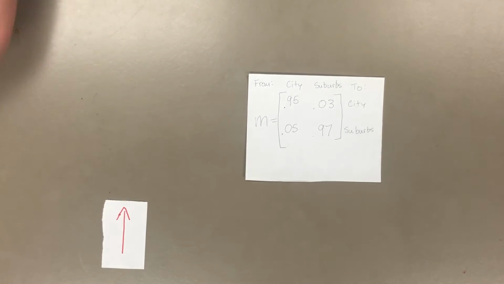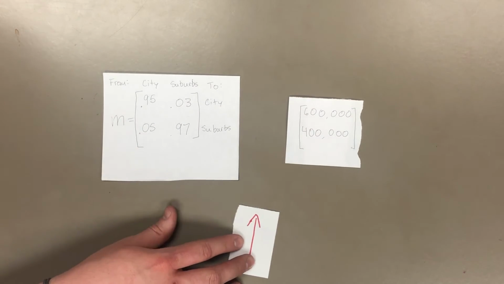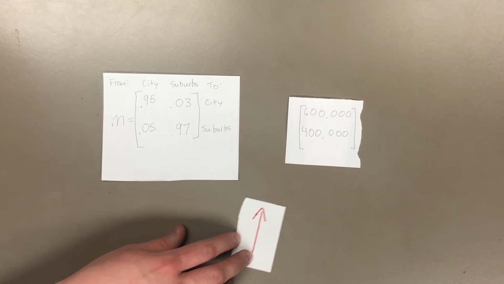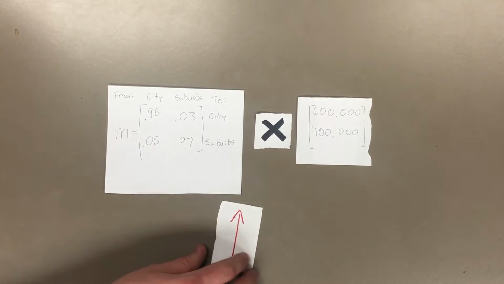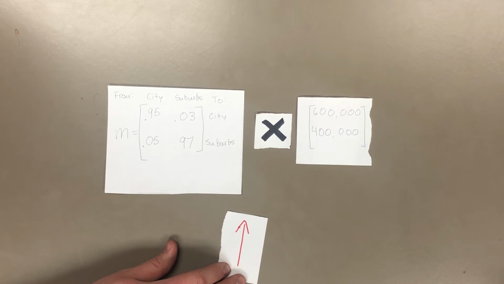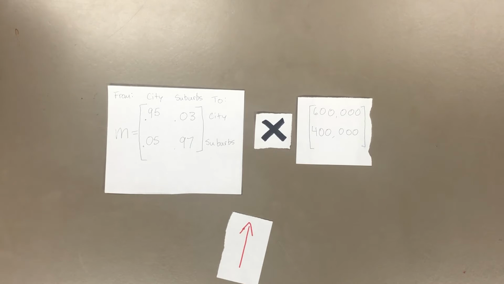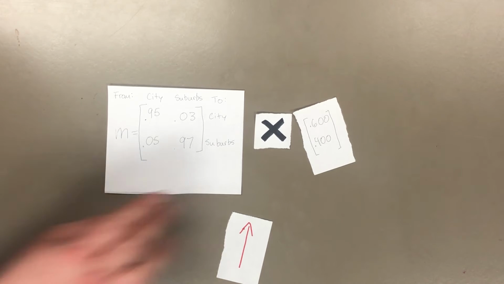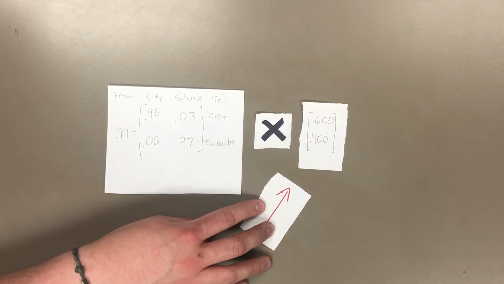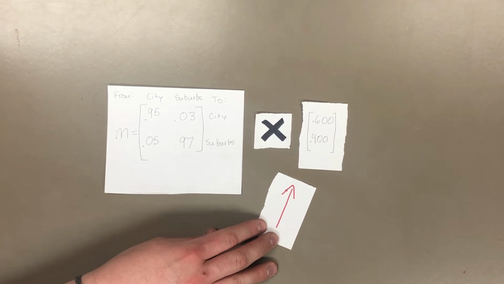And so now, if we have the initial population of 1 million people, we have 600,000 people living in the city and 400,000 people living in the suburbs. And we can multiply those together to start our Markov chain. Wait, 600,000 and 400,000, those don't equal 1, those equal 1 million. That's not a probability vector. That's very good, Thomas. In fact, we can represent the initial state of our system as a probability vector, saying that 60% of people are living in the city currently, and 40% of people are living in the suburbs currently.